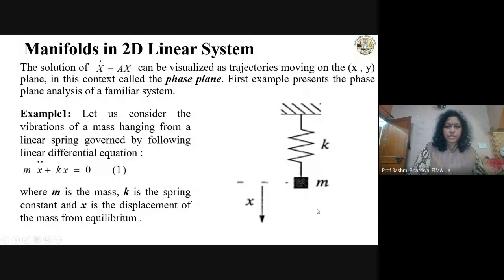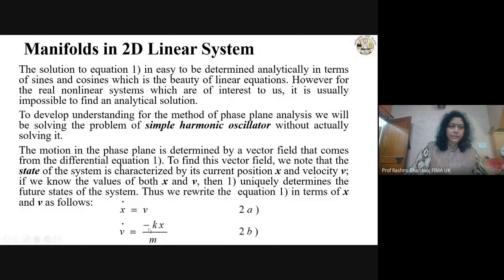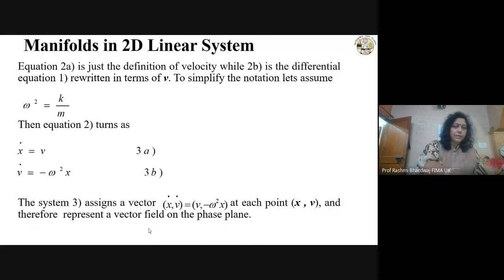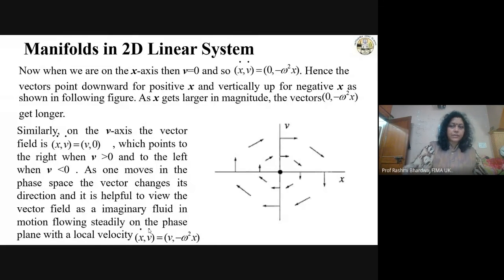Suppose we take this example of the pendulum, m x double dot equal to minus kx. So your equations are x dot equal to v and v dot equal to minus kx by m. And when you are finding its solution, this is the x dot, v. So you have to plot v and minus omega square x. And this is the plotting.